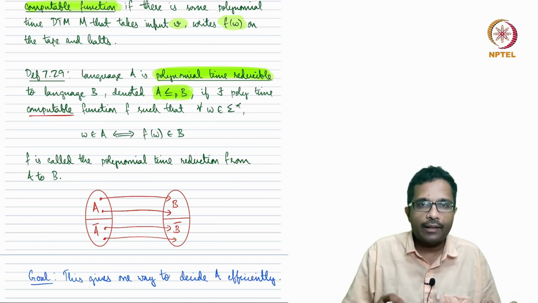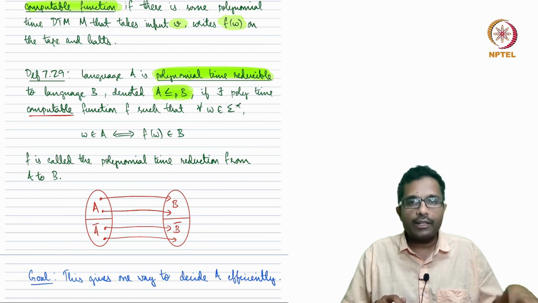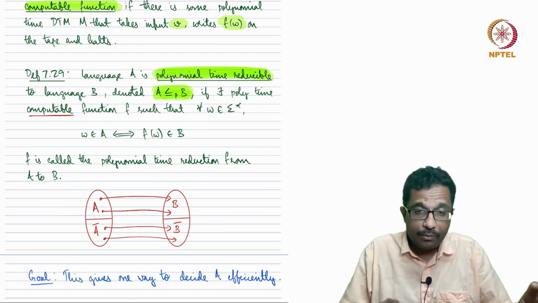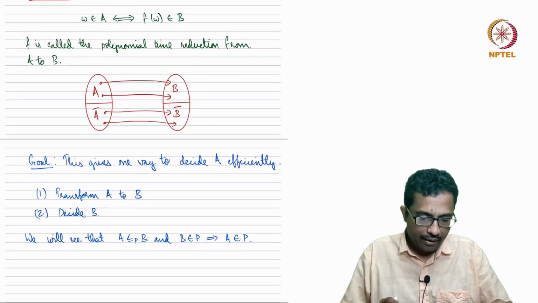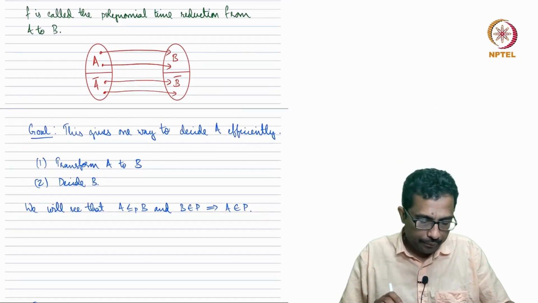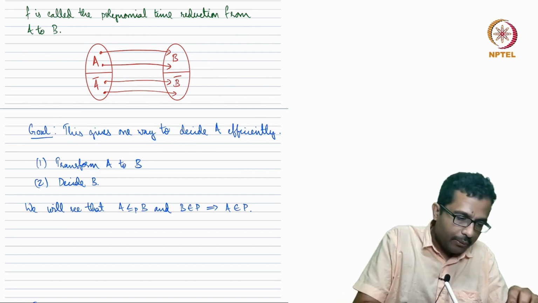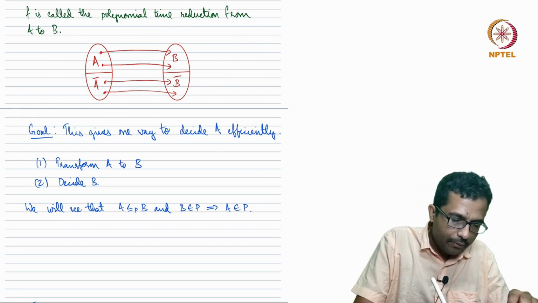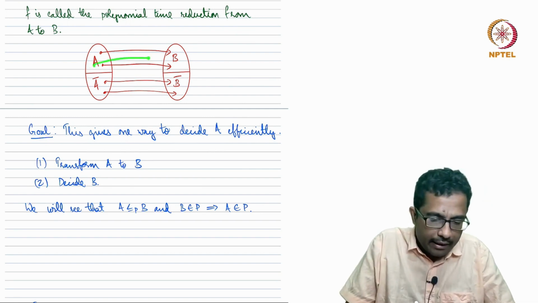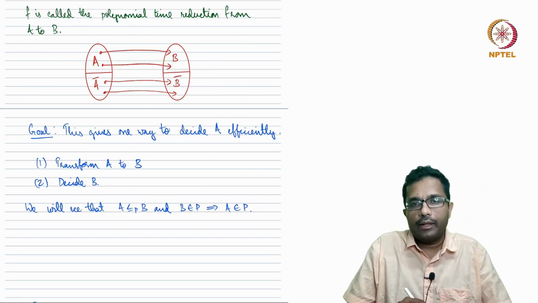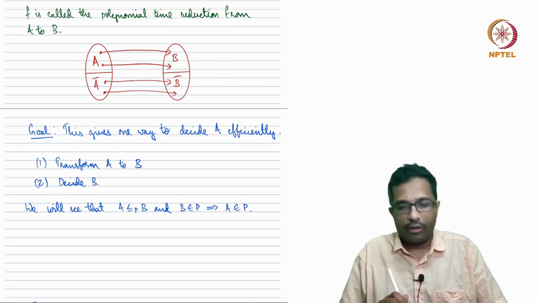So we need some handle on how much time it takes, otherwise this could become meaningless. I'll explain that in a bit. The goal, as I mentioned, is, suppose we are given some w and we want to determine whether it's in A. The way to do it is we transform it to B, we compute the function, and then check whether the function is in B or not.